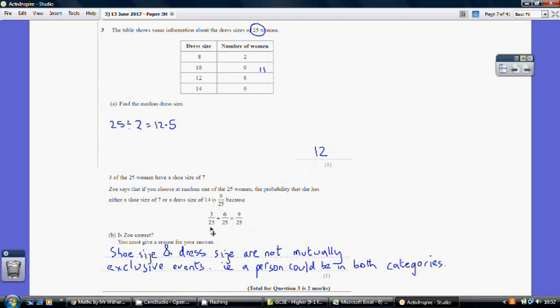Now this is only applicable if they are mutually exclusive events, if they're not connected. So if you were trying to, say for example, choose who came top in a class, and you picked one student and then a separate student, you could happily add together those two probabilities. But shoe size and dress size are not mutually exclusive events. It's quite possible to be in both categories, so you cannot do this.